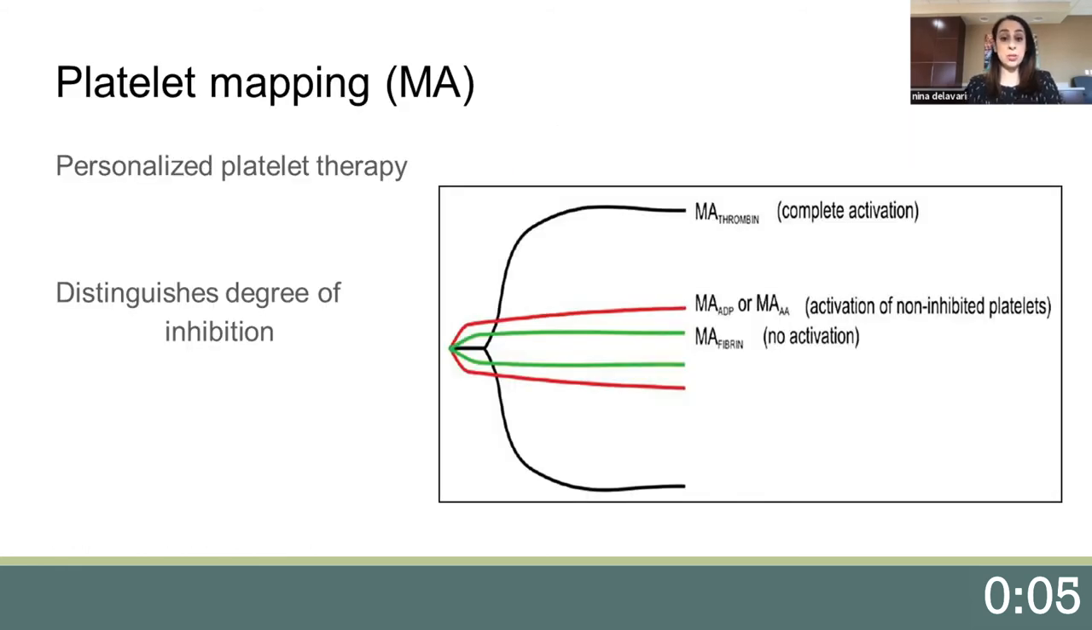Platelet mapping is a special TEG which aims to measure the effects of antiplatelet drugs on platelet function. Platelet mapping can test the efficacy of ADP receptor inhibitors such as clopidogrel, arachidonic acid pathway inhibitors such as aspirin, and GP2B3A inhibitors. The purpose of platelet mapping assays is to determine the MA reduction that is present with antiplatelet therapy. It will report a percent inhibition in aggregation.